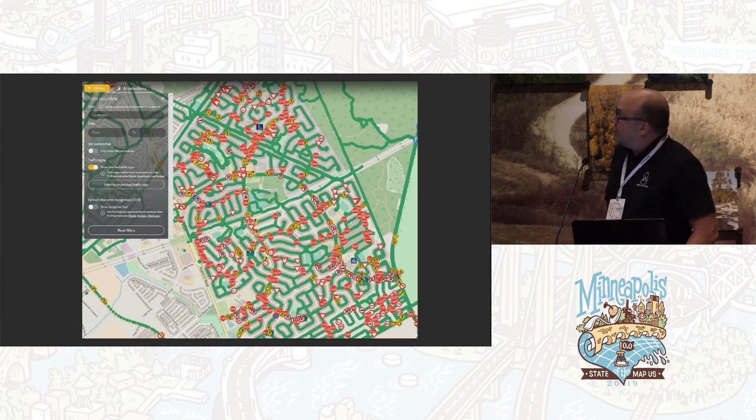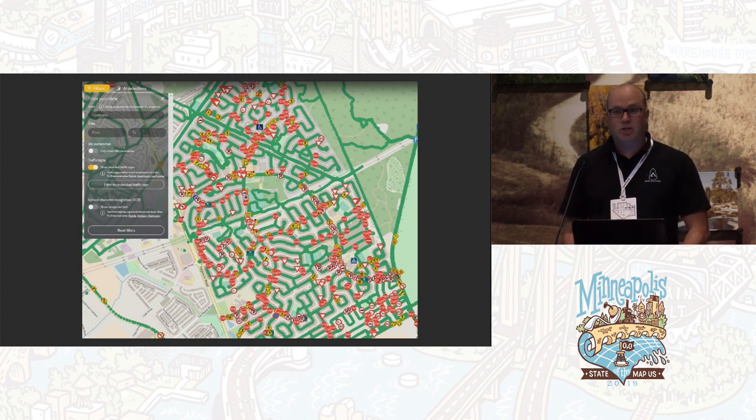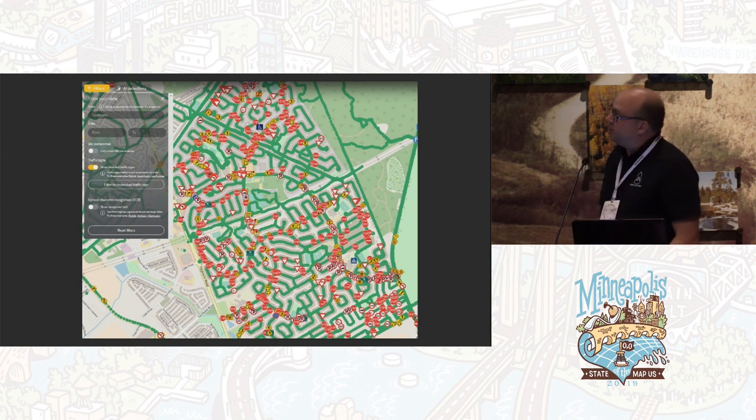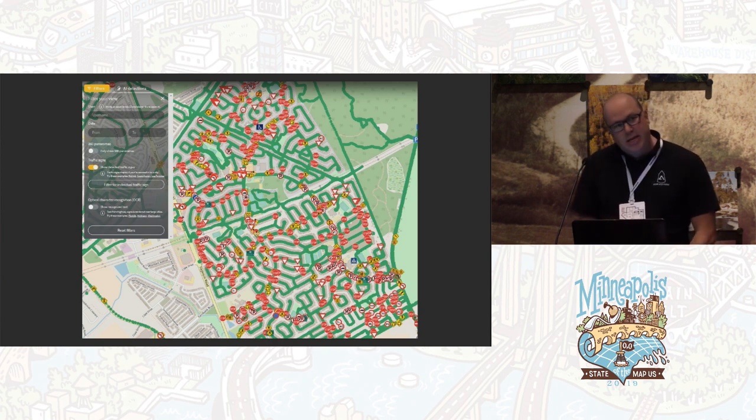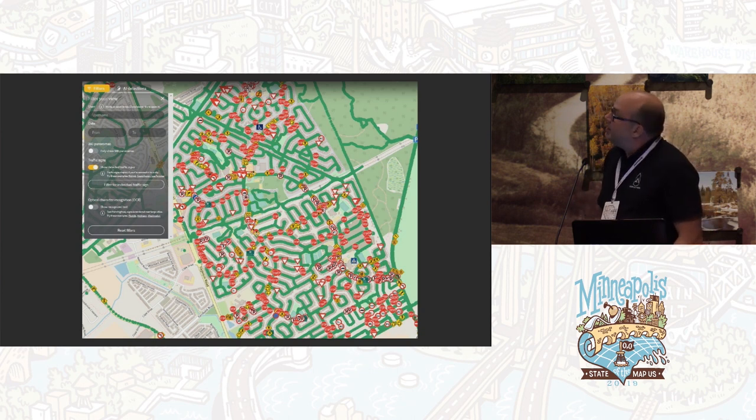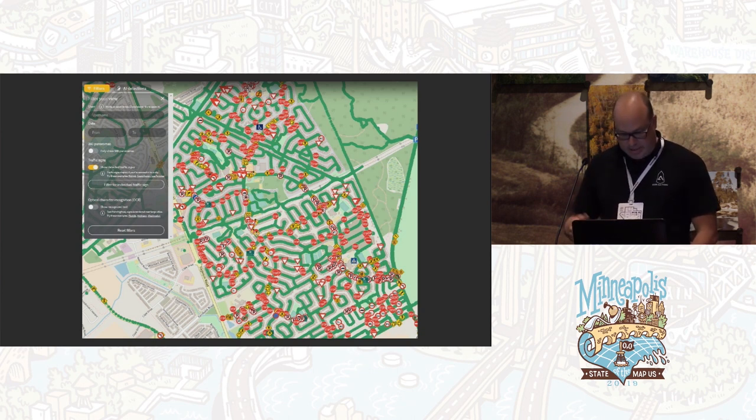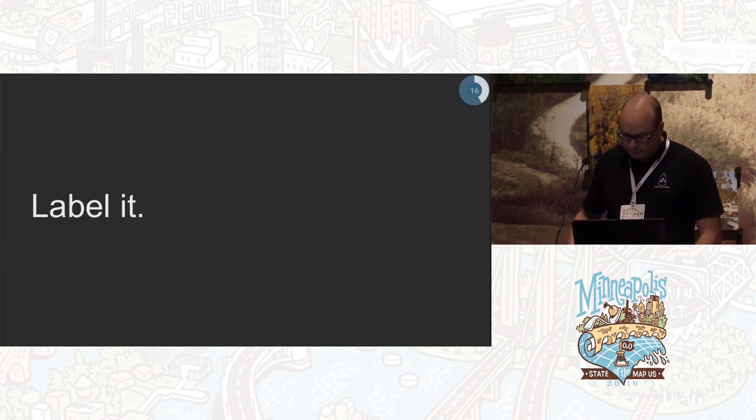And Mapillary does object detection, which is great. It tells us about all the things that we see. So we don't have to look at each picture and figure out where there's a stop sign or a yield sign or whatever. It tells us that's what's in the picture, which is great.